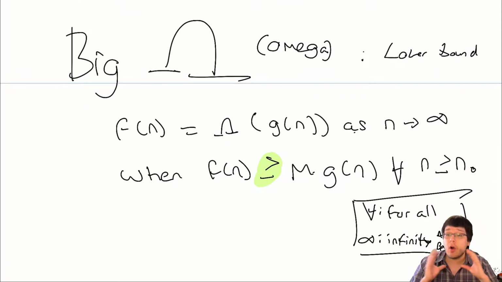On the other hand, we have the lower bound, which is big omega. And let me make sure I draw a nicer looking omega.